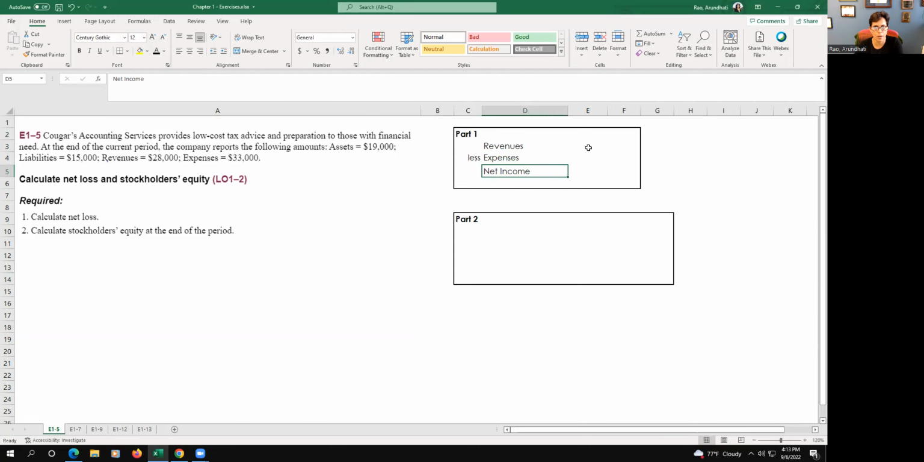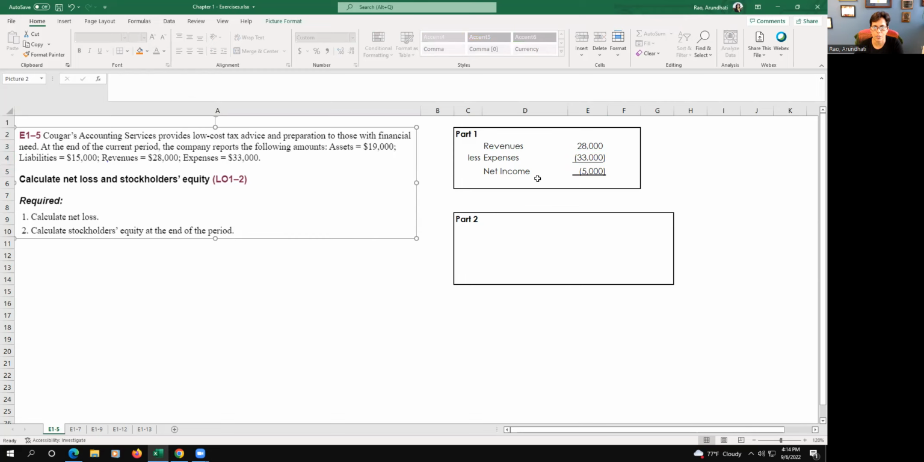So revenues are 28,000. And expenses, I'm going to do less expenses. So I'm going to put that as a negative number, minus 33,000. And I'm using Excel, so I will just use the summation function to arrive at 28,000 minus 33,000. I have a loss of 5,000.